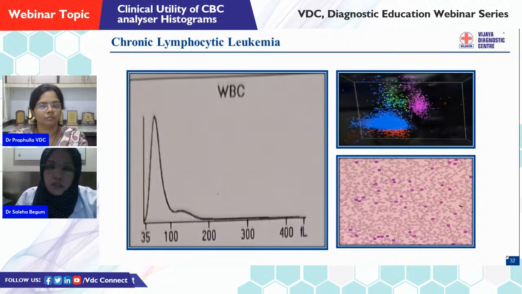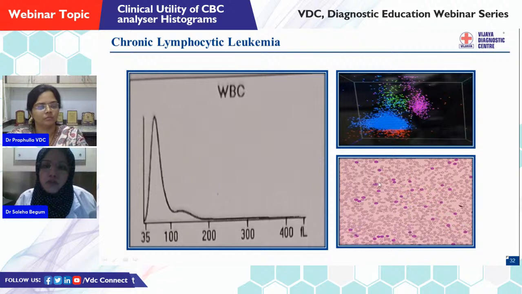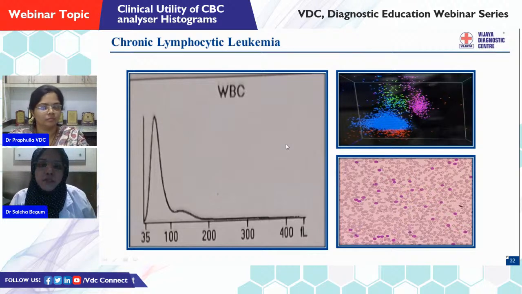So here in this slide, you can see a graph which is having only a left curve that is corresponding to small lymphocytes on the peripheral smear and an increased blue cell population in a scatter plot. So if we see the histogram in conjunction with the scattergram and peripheral smear, a more clear picture we can get.